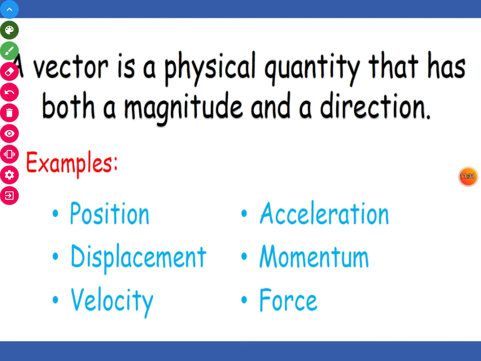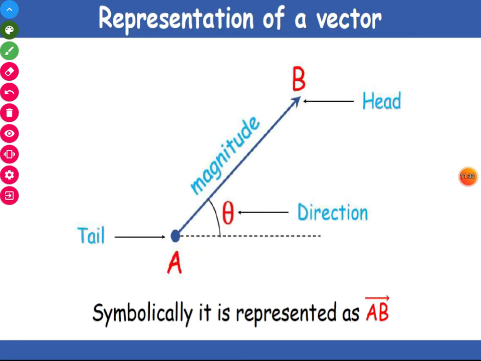The next is how we can represent a vector. A vector can be represented, as you can see here, this is vector AB, and we can write vector AB like this. Here, the arrow sign represents the vector quantity.